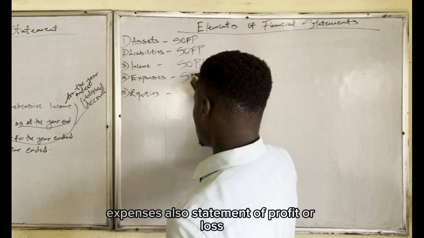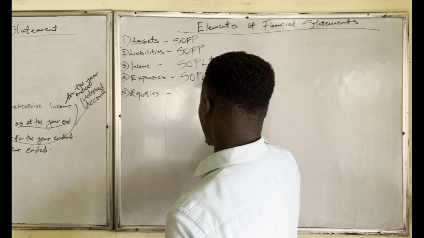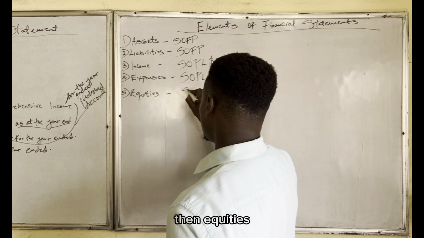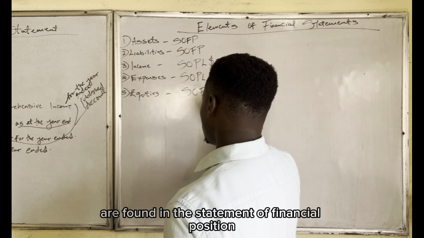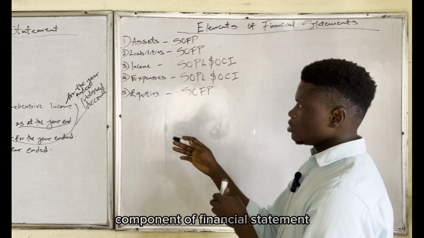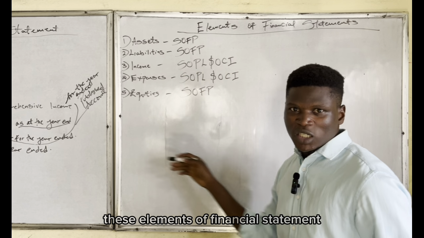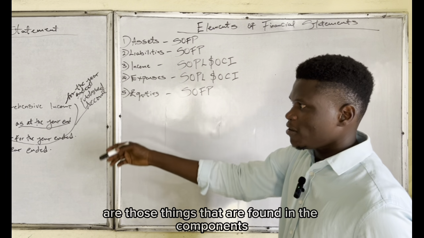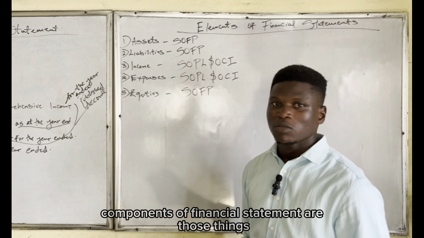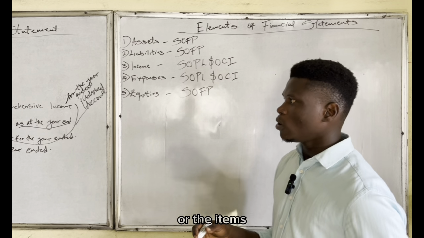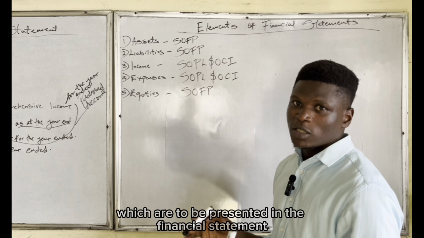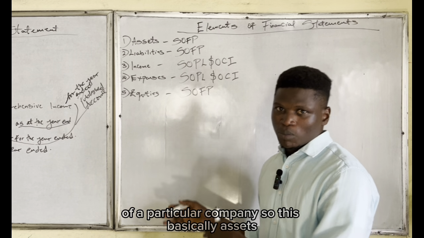Expenses are also in the statement of profit or loss and other comprehensive income. Then equities are found in the statement of financial position. So just like we have the components of financial statements, these elements of financial statements are those things found in the components. Like I said, the components of financial statements are the items which are to be presented in the financial statements of a particular company.